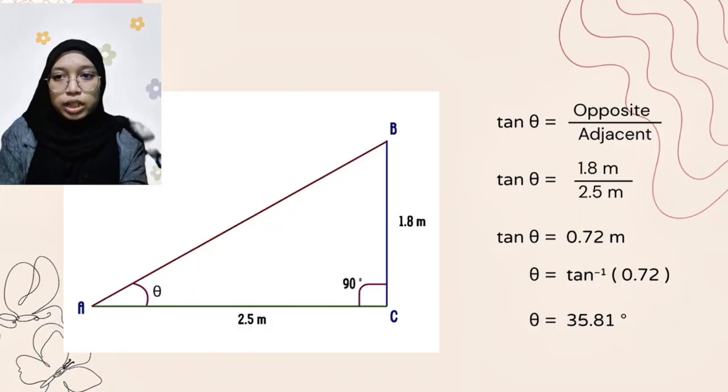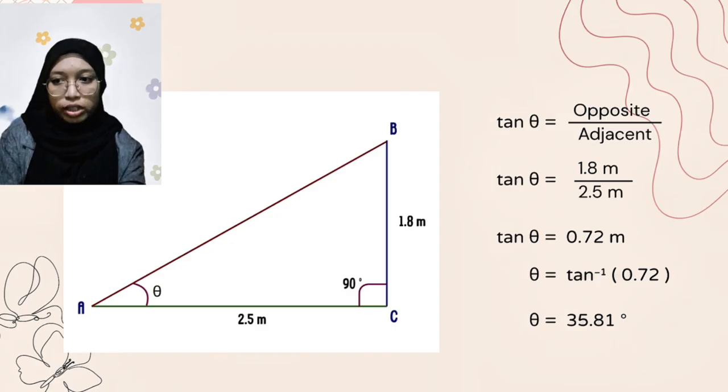Let's start with the tangent ratio to calculate the angle of the dart thrown. The tangent of an angle is opposite over adjacent. So here, the opposite side is 1.8 meters and the adjacent side is 2.5 meters. So tangent theta equals 1.8 over 2.5, which equals 0.72. So we take the inverse tangent of 0.72. We get theta equals 35.81 degrees.